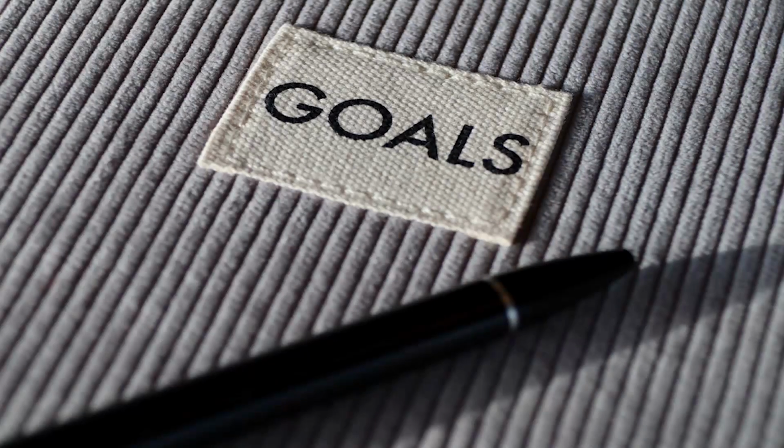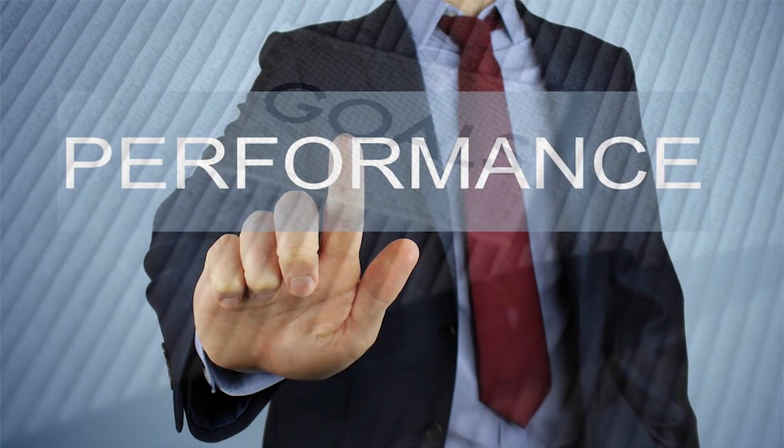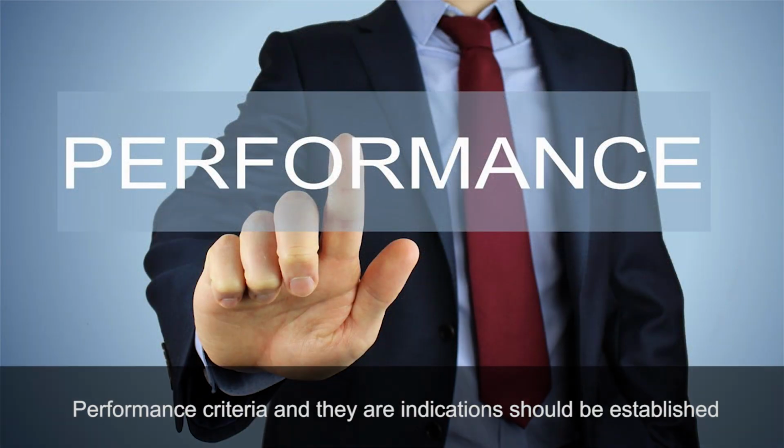Point number 3 is the activities should be grouped into tasks. A task is a set of related activities, whereas a function makes a distinct contribution to the organizational goals. Point number 4 consists of performance criteria, and they are indications that need to be established.